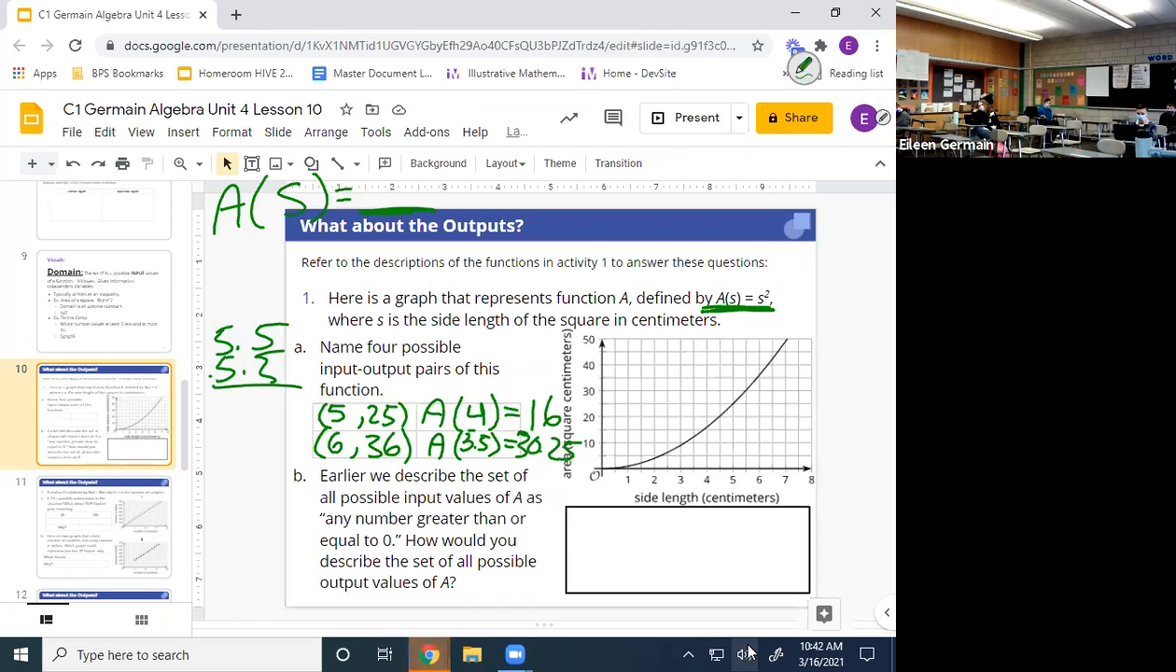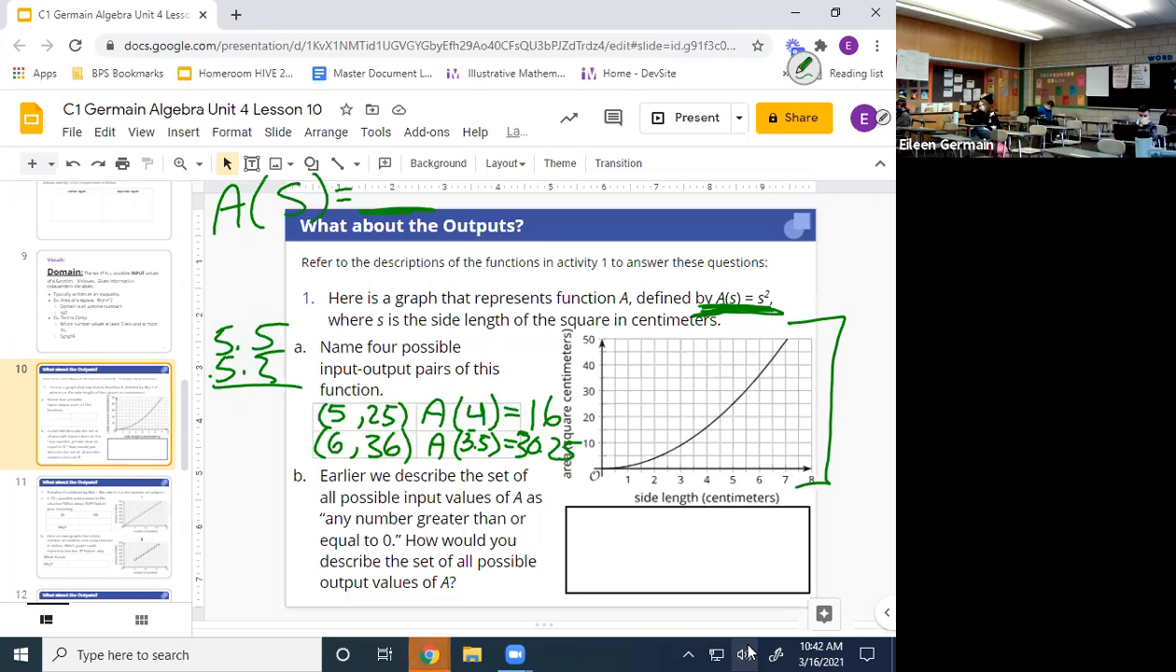You were given a formula here, guys. You can use the graph. The graph is good for whole number values. Use the formula if you want to be bold and use some decimal values. Because we're given both of those representations here, they both represent this function.